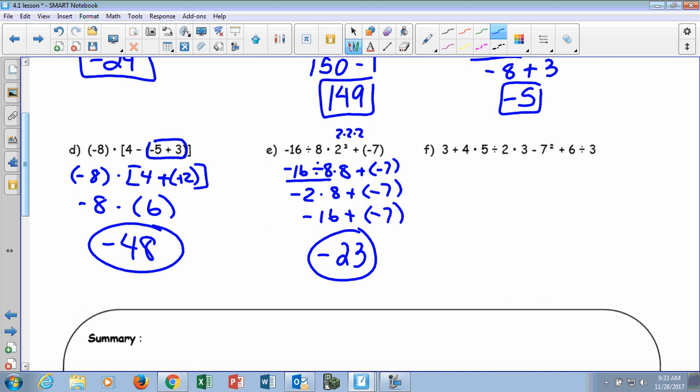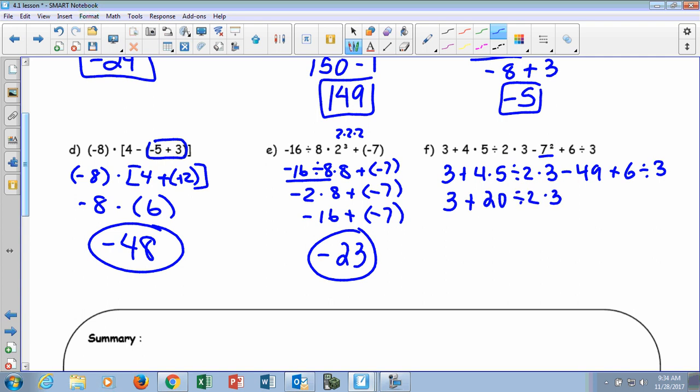Now, last but not least, this is just long, right? It's really long. So again, we're going to scan across. We got exponents first, so that's the first order of business. So 7 to the second power, that's saying 7 times itself, which is what? 49. That's supposed to be a 6 divided by 3. Now I can go across and do multiplication or division, whatever happens here. I got multiplication first before this division. So 4 times 5 is 20. Then I'm going to divide by 2 times 3. And 6 divided by 3 is 2, right?